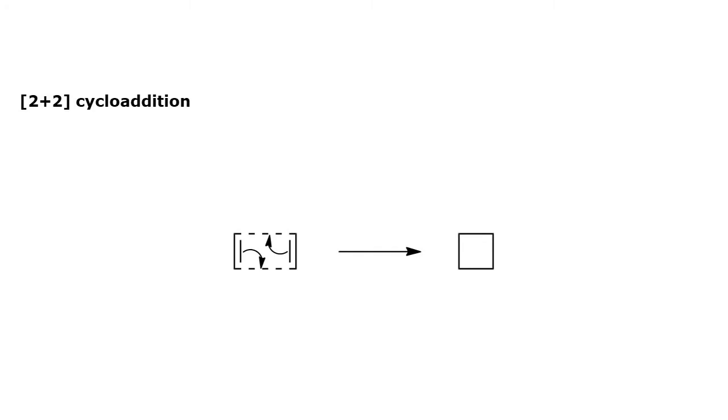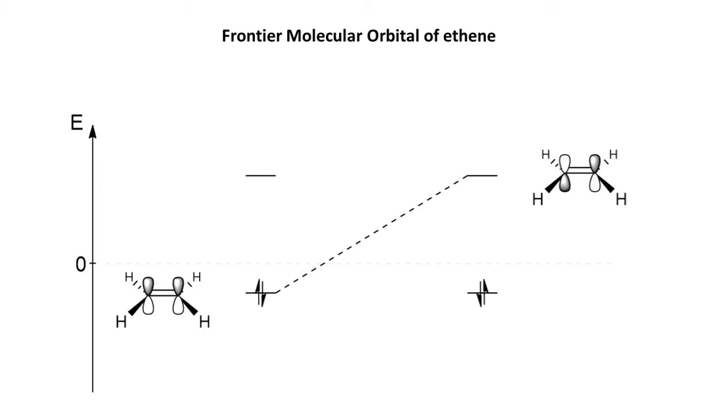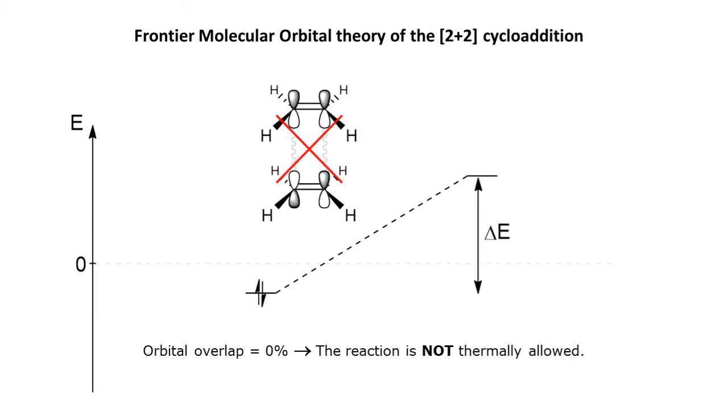Now, let's have a look at the 2+2 cycloaddition. Similarly, the first step is to look at the molecular orbital of ethene, the same on each side this time, since we are looking at the reaction of two molecules of ethene. Again, we identify the frontier molecular orbitals, the HOMO of one ethene molecule and the LUMO of the other ethene molecule. And we look at the overlap of these orbitals. The symmetries of the frontier molecular orbitals are different. Therefore, the overlap is zero, so the thermal 2+2 cycloaddition is forbidden.